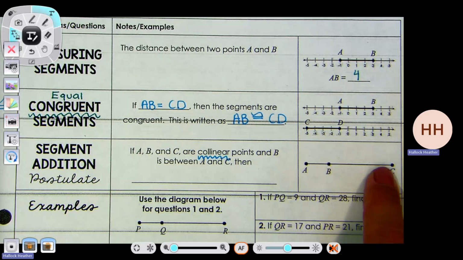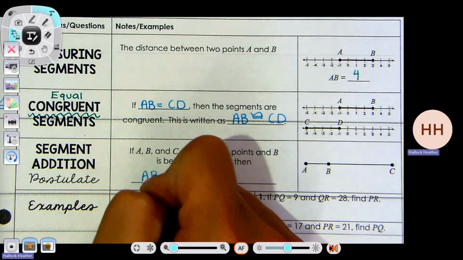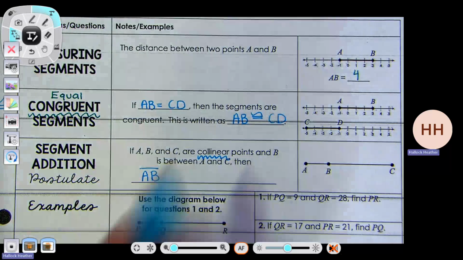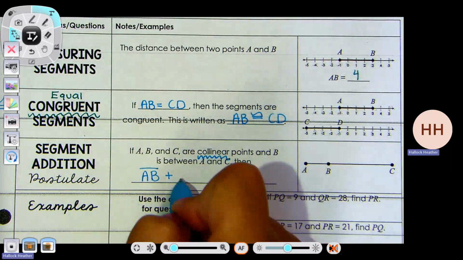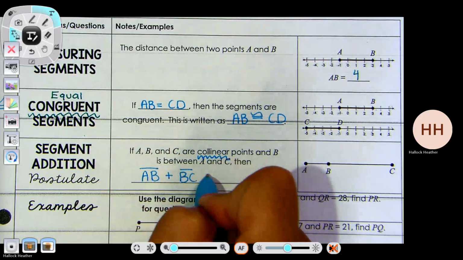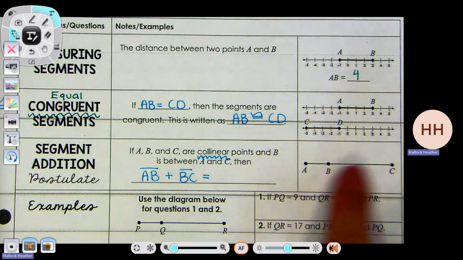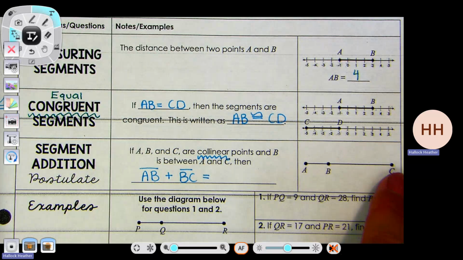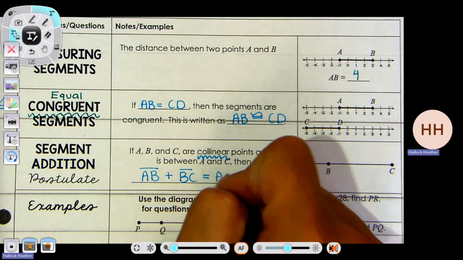We can write an equation to represent this. So we can say segment AB plus segment BC equals something. So if I'm using letters to describe this, because there's obviously no numbers, if I said A to B plus B to C equals something, what would it be equal to using two of these letters? To AC, meaning the whole length.